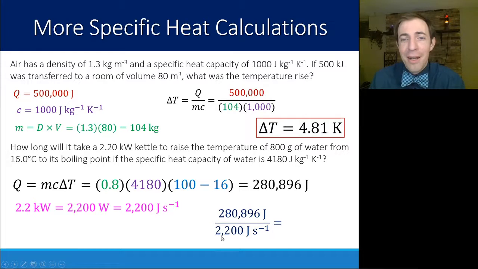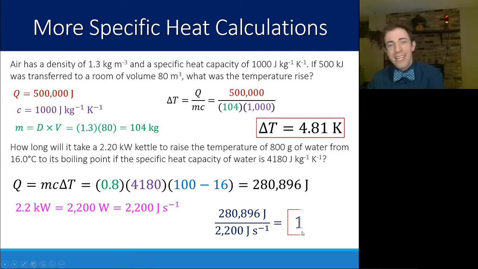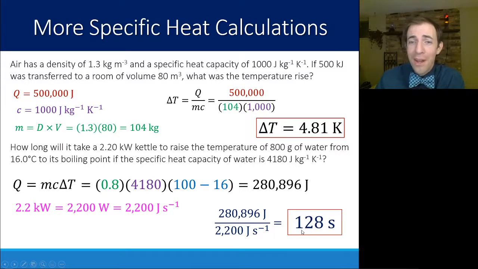280,896 divided by 2,200 joules per second ends up giving me 128 seconds. So roughly 2 minutes of energy being added to the system in this 2.2 kilowatt kettle to ultimately raise the temperature of the water the amount that I'm looking for.